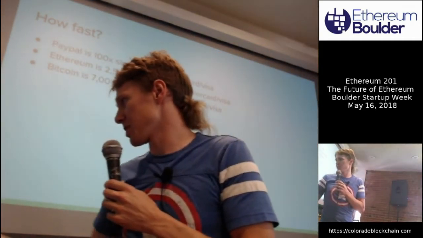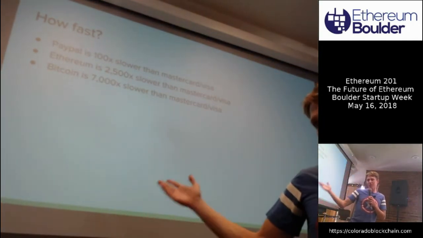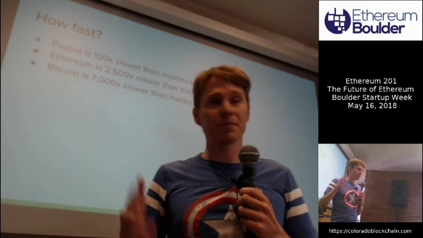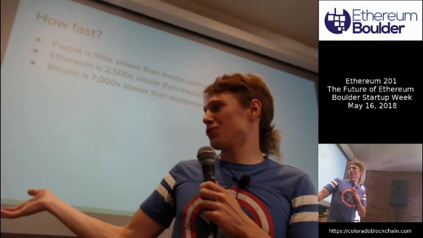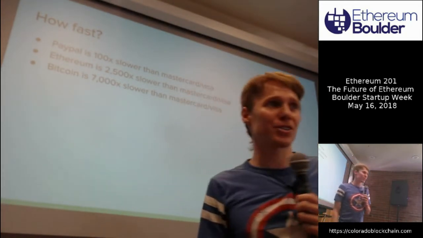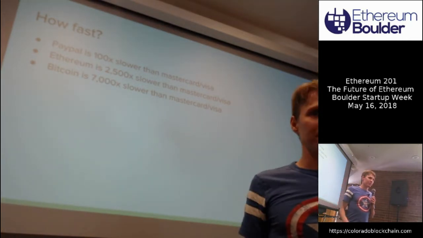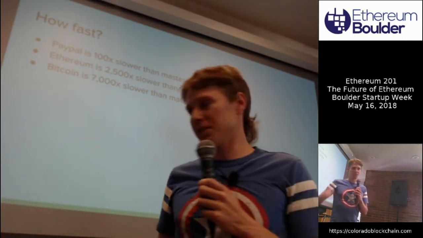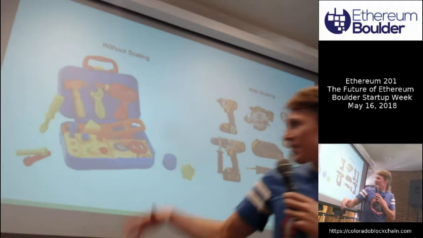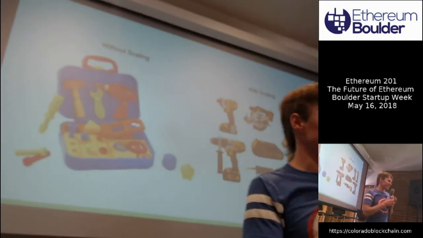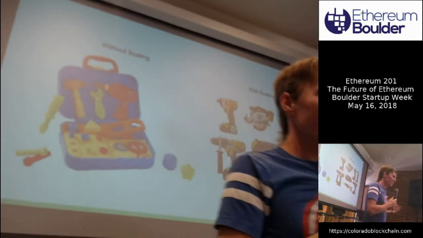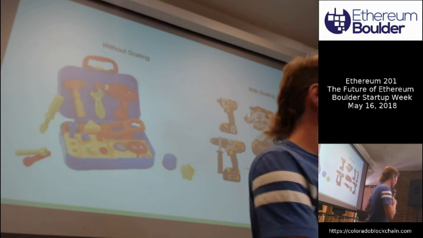Another way to look at these numbers is like this. PayPal's 100 times slower than MasterCard, maybe. Ethereum's 2,500 times slower. So you get the idea here that we're really a long ways off in terms of scaling. So this is where we are today, and this is where we're trying to go, depending on if you like DeWalt or not.